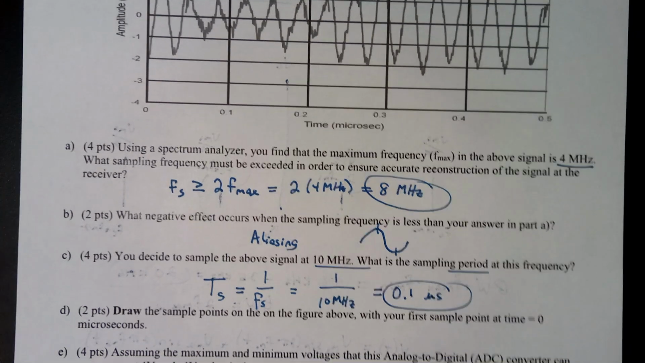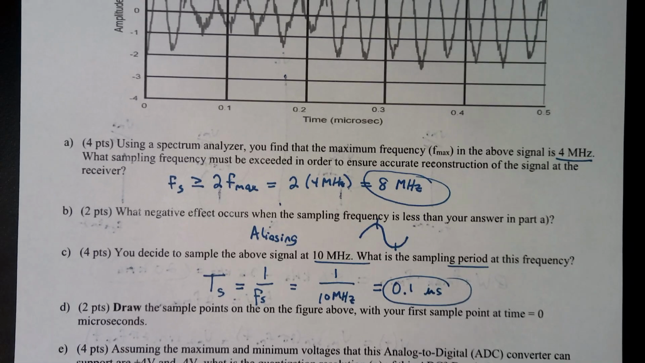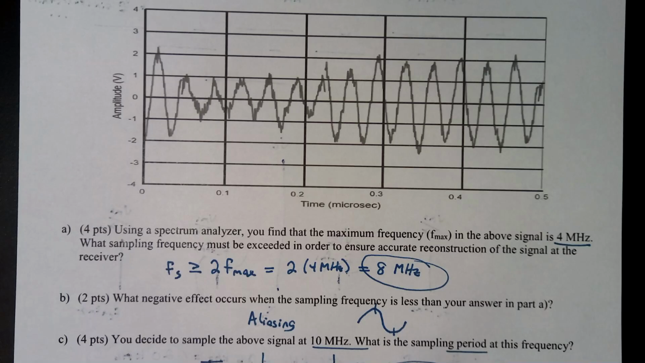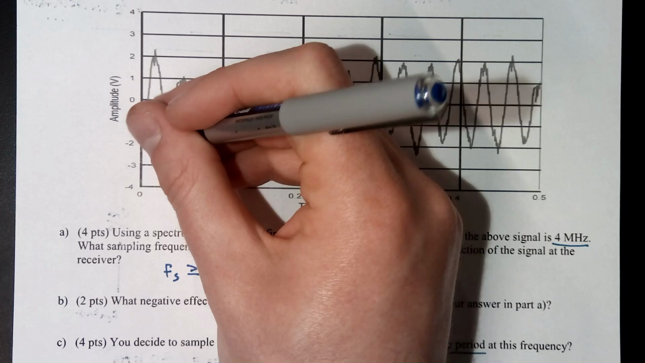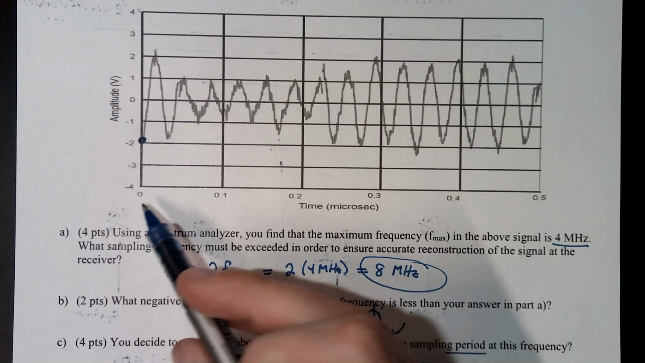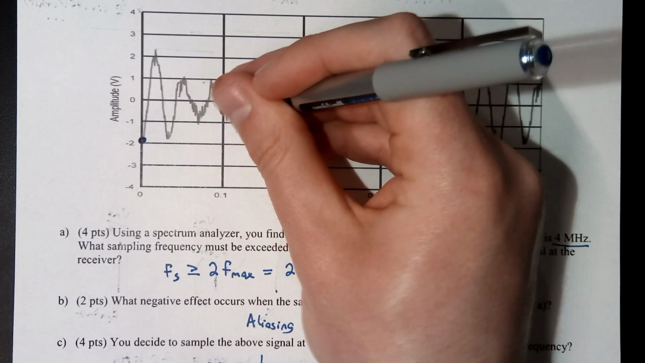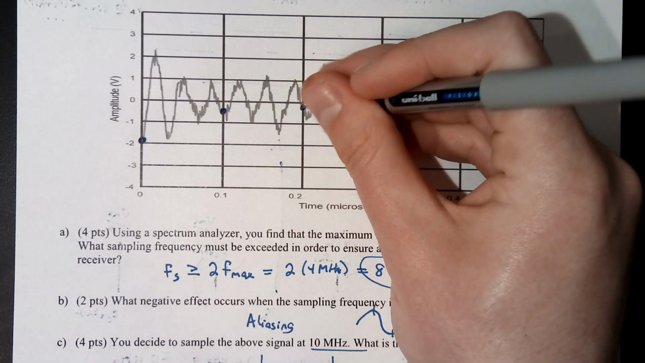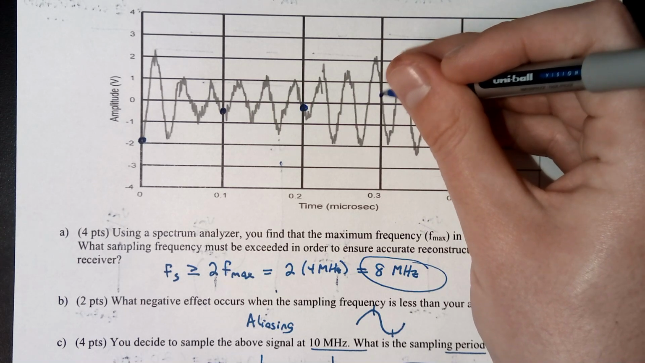Then for D, draw the sample points on the figure above with your first sample point at time equals 0 microseconds. So we want to draw where we are sampling. We start here, at 0. Then we go up by 1 microsecond and we sample at that point. We go up by another microsecond, we sample there. We go up by another microsecond and we sample there.